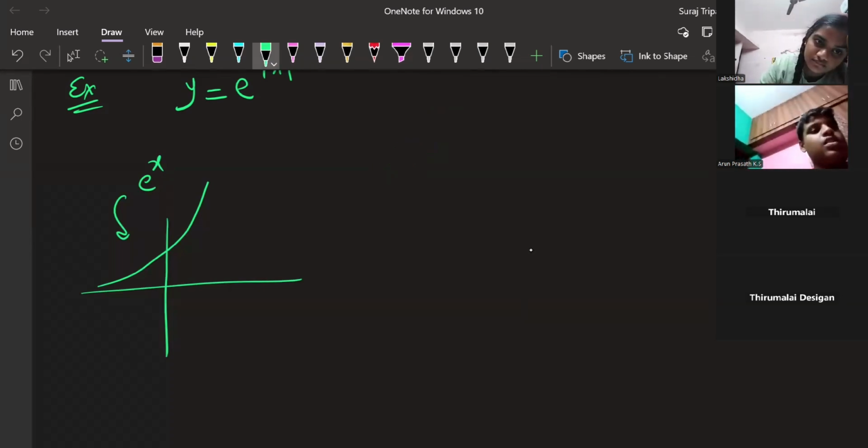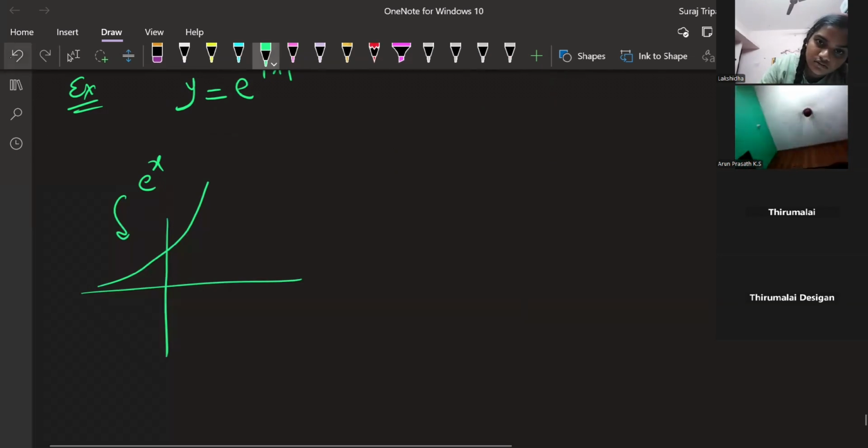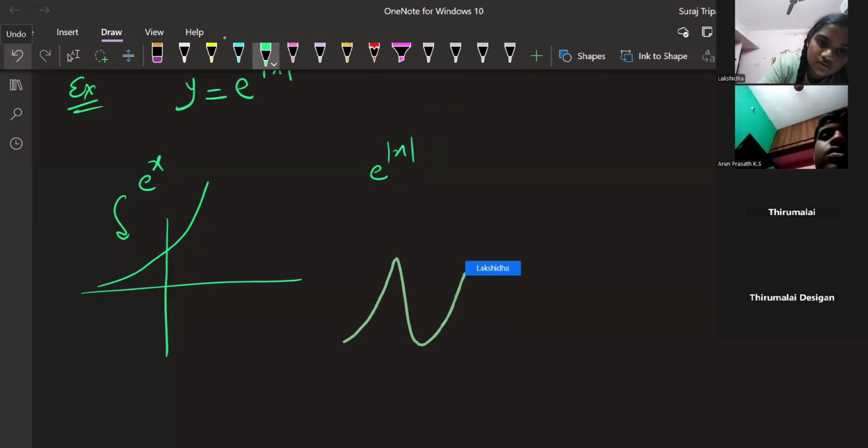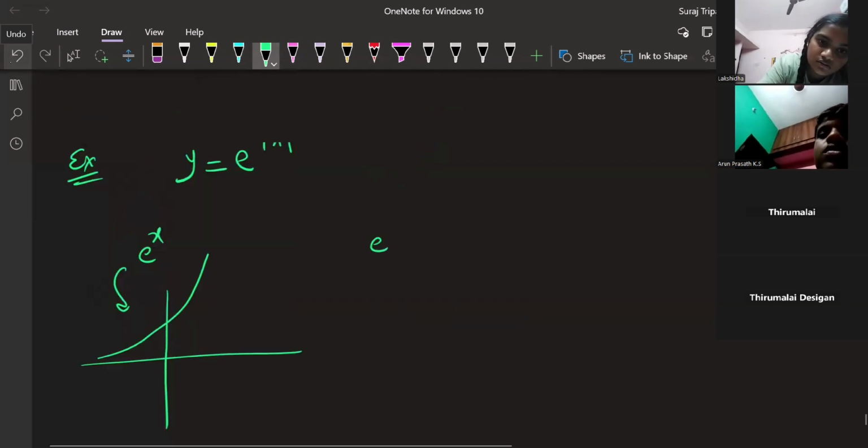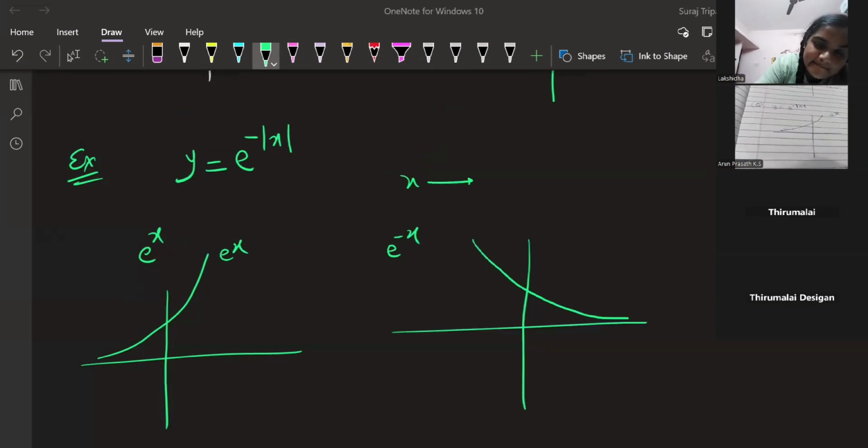Yes, sir. Can you see, sir? Your camera didn't. Yes, sir. Which one? Which one?